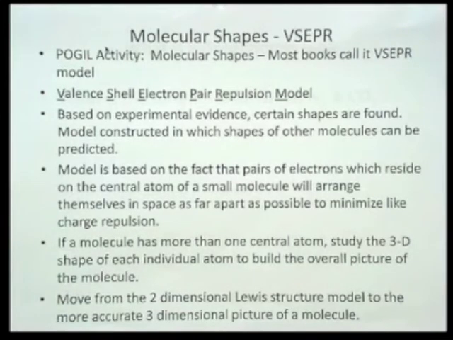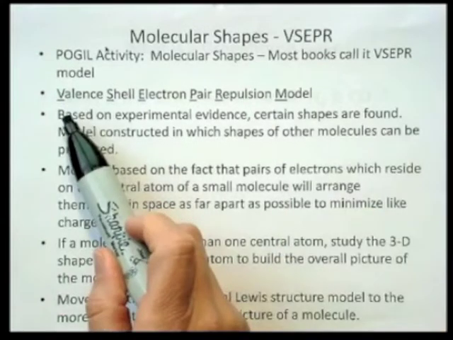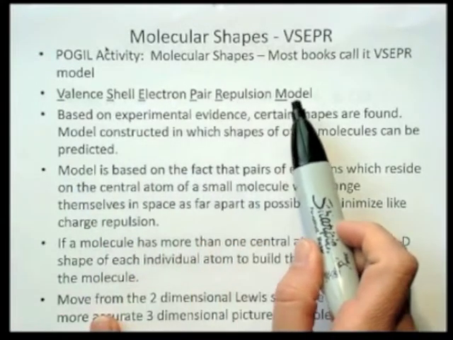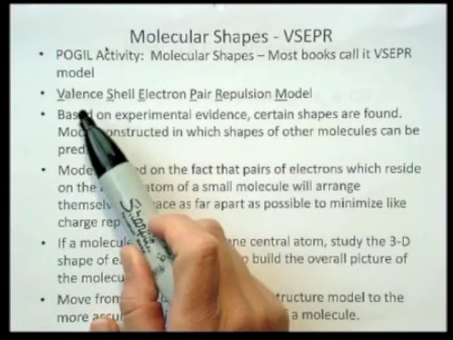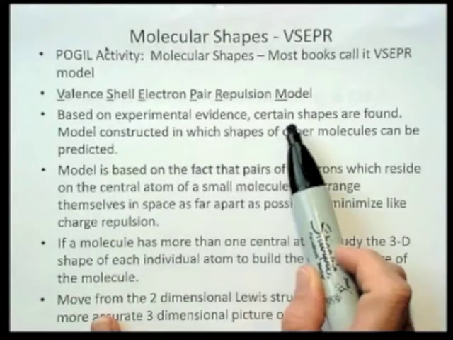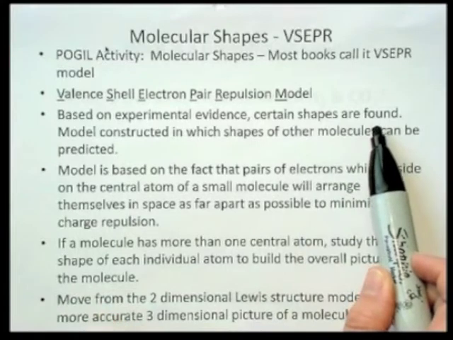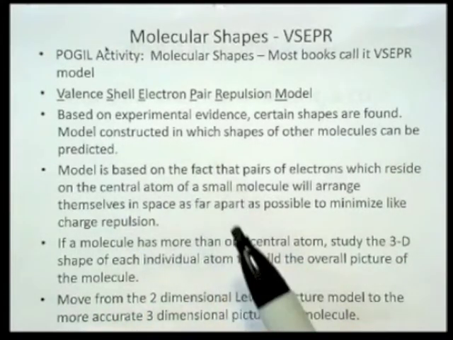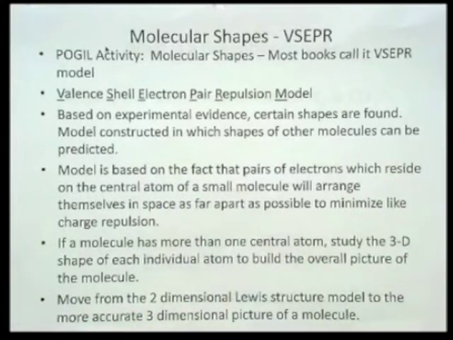but most books call this concept of the shape of a molecule the VSEPR model. VSEPR stands for Valence Shell Electron Pair Repulsion Model. What does that mean? This model came from experimental evidence that showed that certain shapes of molecules are found. The model is constructed so that the shapes of other molecules can be predicted.